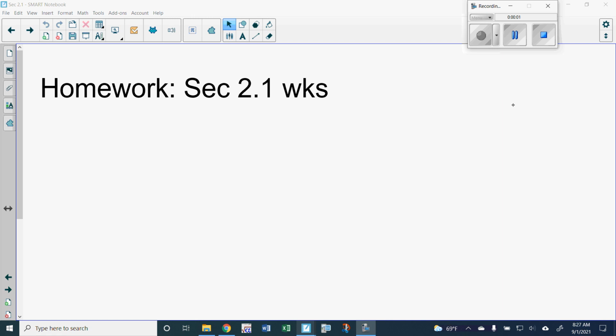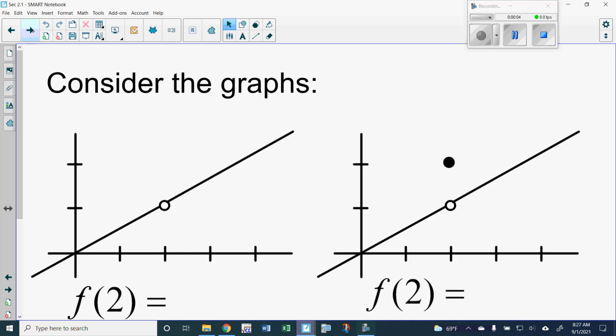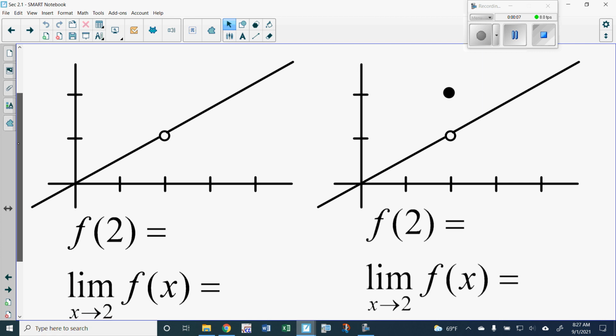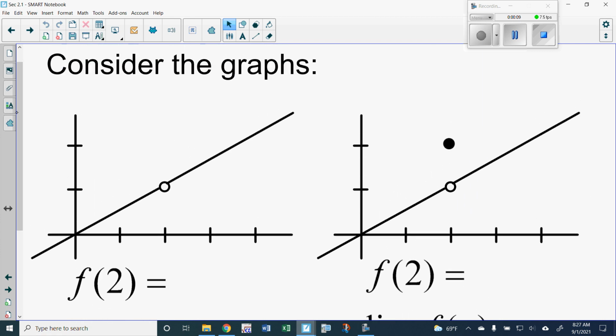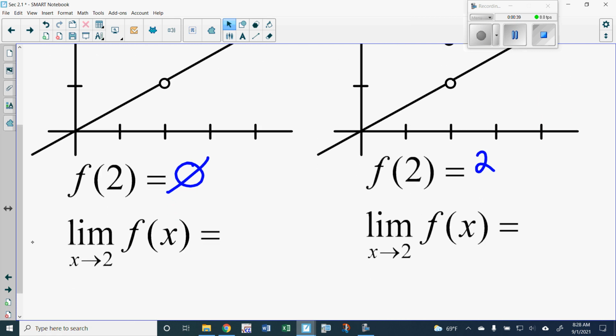So let's get it started by considering two graphs. We'll start with just the functional part here. From what we've done previously in pre-calc and other algebra in the past, if I looked at the graph on the left and I said, what is f of 2? When x is 2, I have no solution. What about over here if I said, what is f of 2? It's 2, right? Okay.